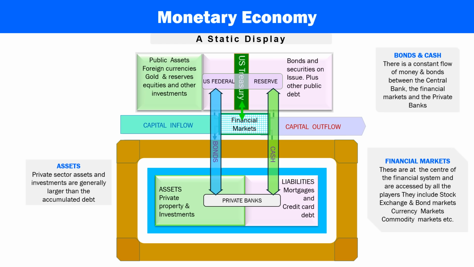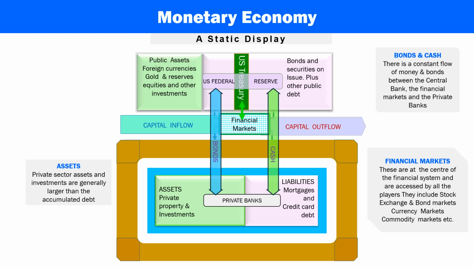Bond sales and cash flows. The vertical blue and green double-ended arrows indicate a constant two-way purchase and sale of bonds and cash between the central bank and private banks. This exchange sometimes occurs through the financial markets, with the central bank ensuring market stability while private banks seek profits.